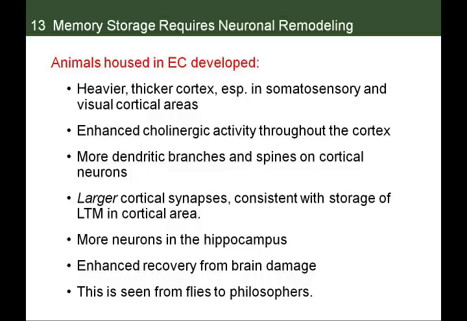They have more neurons in areas that are important for learning and memory, such as the hippocampus. And if they were to get brain damage, they recover much better in comparison to the control or the impoverished condition. And basically, we've seen this phenomenon from flies all the way to humans. That when an organism, be it flies, rodents, humans, lives in an enriched environment, you get all these structural changes. Okay?